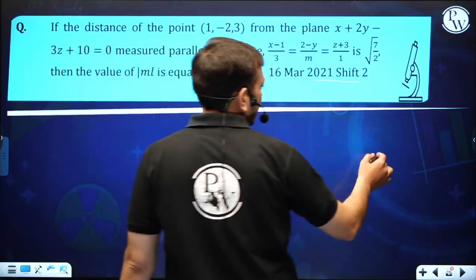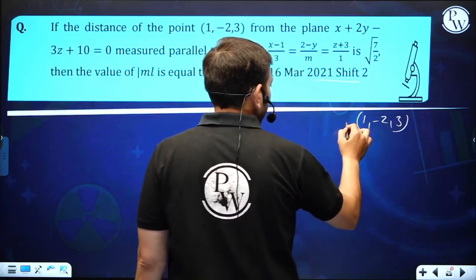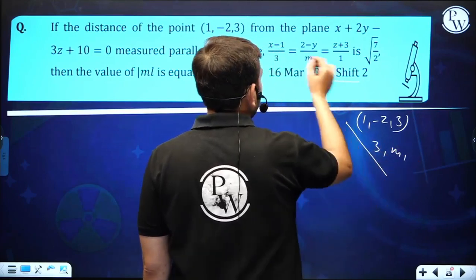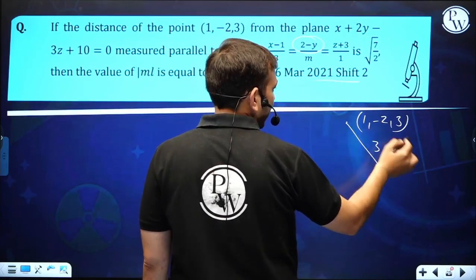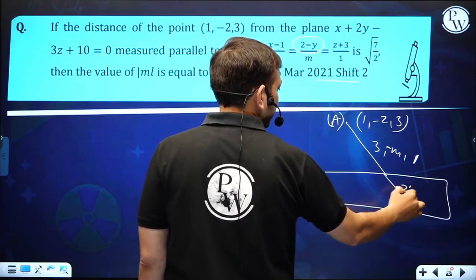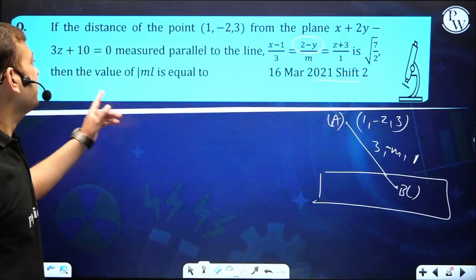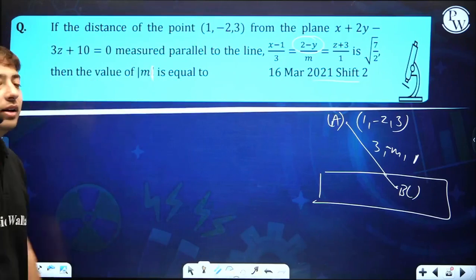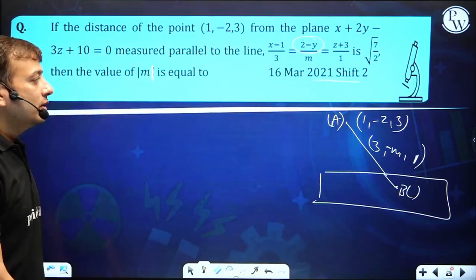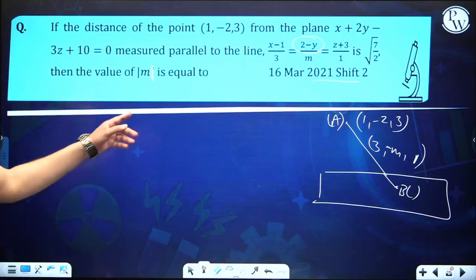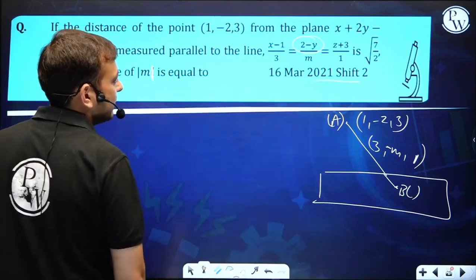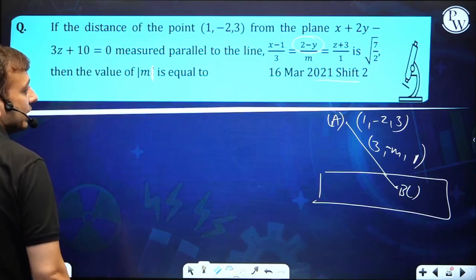So in this, sir, the point is 1, minus 2 and 3. From this point, you need to draw a line measured parallel to 3, minus m, and 1. Okay, so if this is A, this is B, and the distance is root 7 by 2, then they are asking the value of mod m. Now, the distance is given as root 7 by 2. If the distance of this point from the plane is measured parallel to the line.